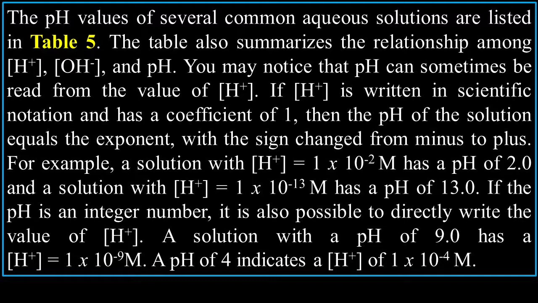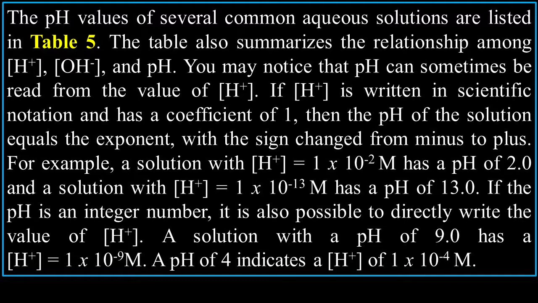If the H plus ion is written in scientific notation and has a coefficient of 1, then the pH of the solution equals the exponent, with the sign changed from minus to plus. For example, a solution of 1 times 10 to the negative 2 of the H ion concentration has a pH of 2, and a solution with H plus of 1 times 10 to the negative 13 has a pH of 13.